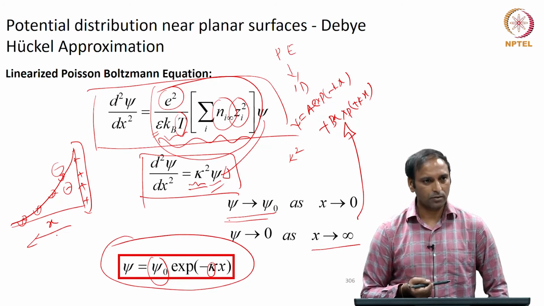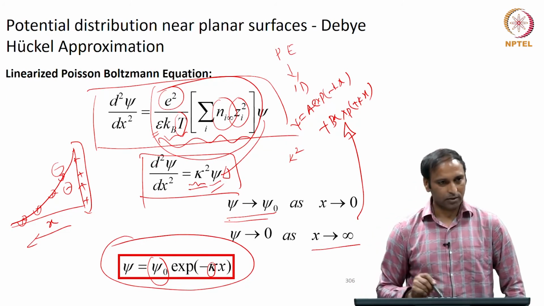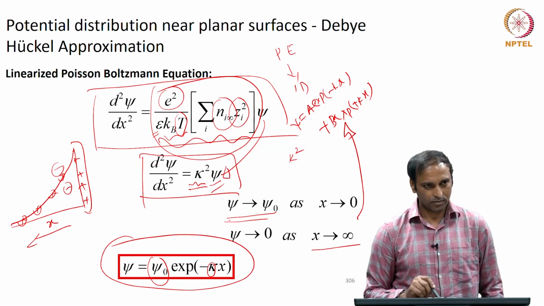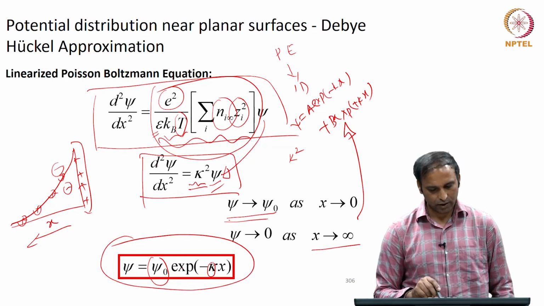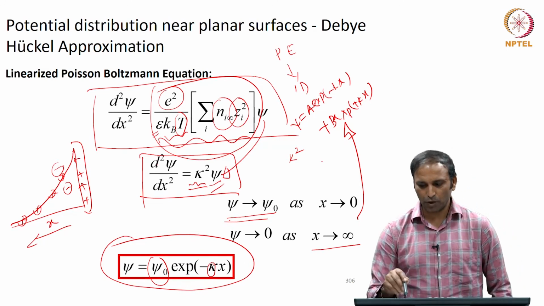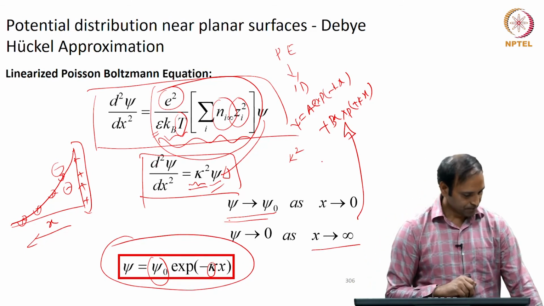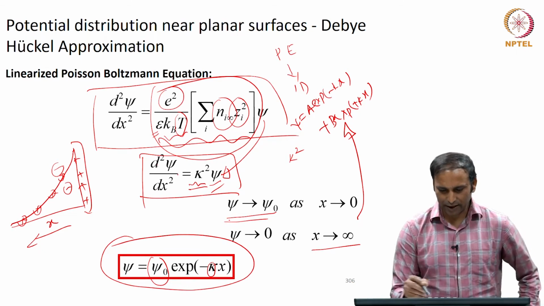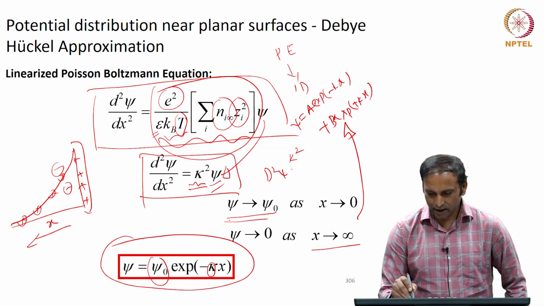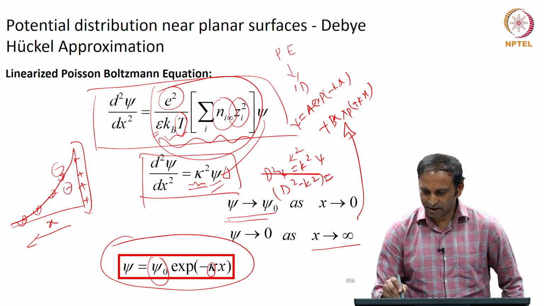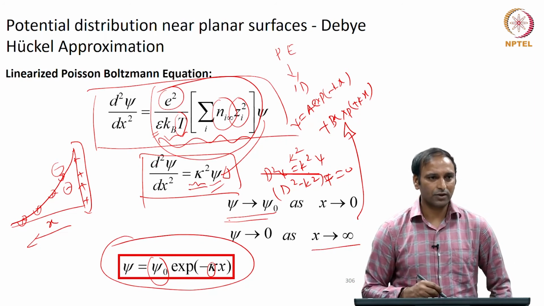It is not kappa square, it is only kappa. Psi is equal to psi naught exponent minus k times x. You can work it out. You can write this as d square psi equals kappa square psi, that is, d square minus k square acting on psi is equal to 0, right. You can do that out.